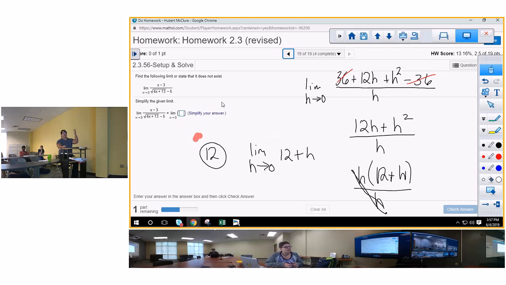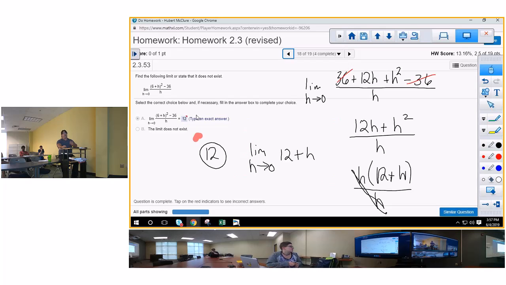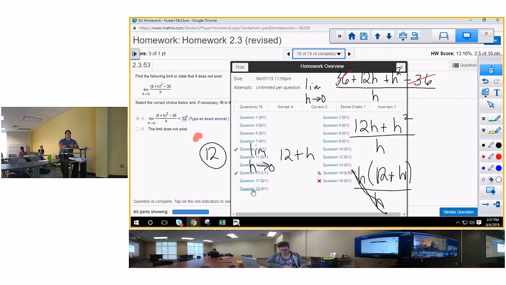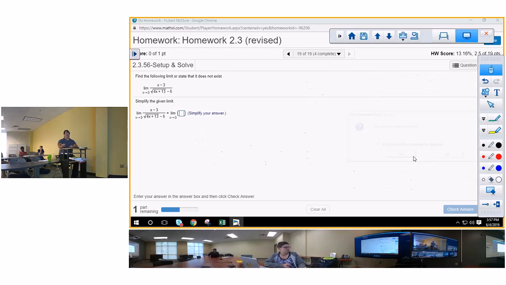What was the answer to the last one? 12. Did we get it right? Okay. I didn't know if they wanted the whole setup or what. So let's do the last one. This 4th one will be a good test question too, probably. So we got 4 good test questions right here.